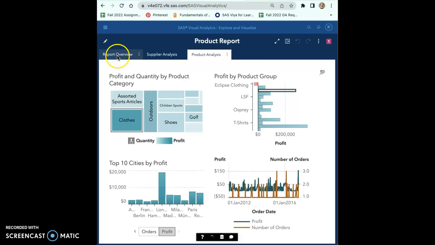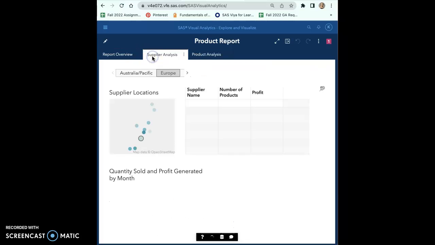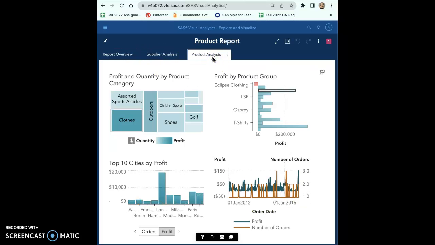And it comes with a report overview, supplier analysis, and product analysis. And for this, we're going to be using the product analysis. So we're going to answer a couple questions from the SAS VAYA demo sheet. So this is what we're going to do. The first question is what links are available for product analysis page.